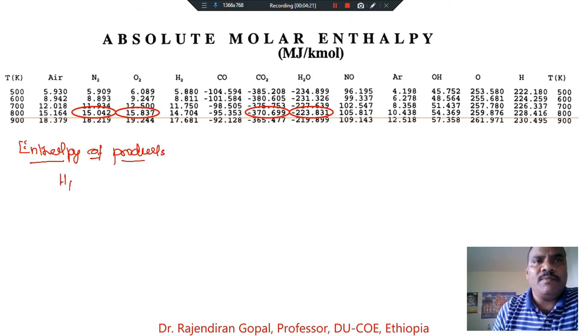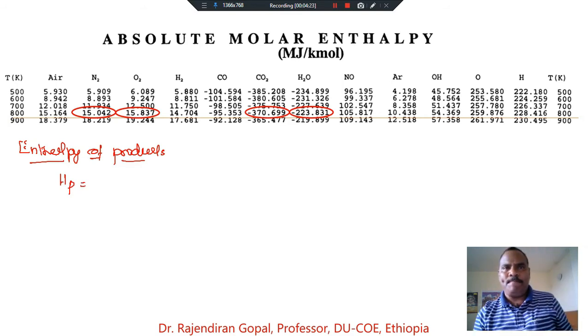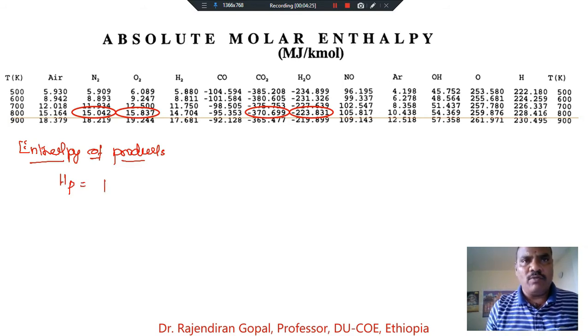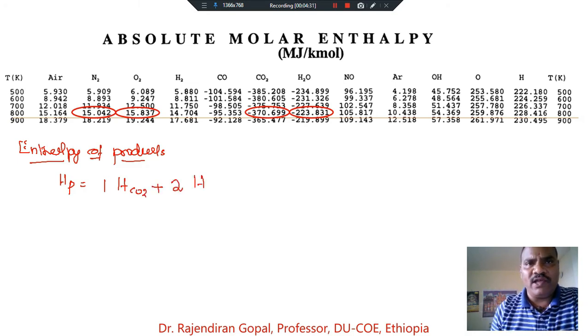Now the enthalpy of the product is equal to 1 kilomole of enthalpy of CO2 plus 2 kilomole of enthalpy of H2O plus 9.4 kilomole of enthalpy of N2 plus 0.5 kilomole of enthalpy of O2.